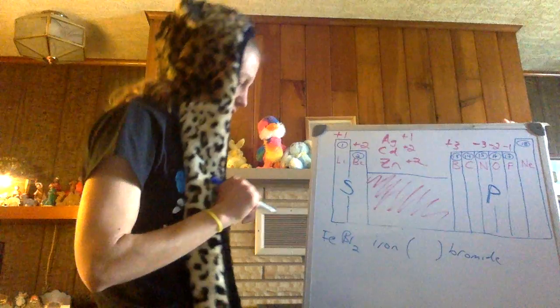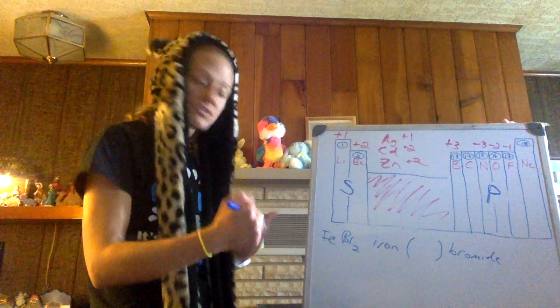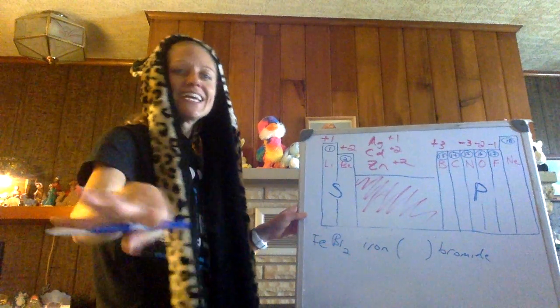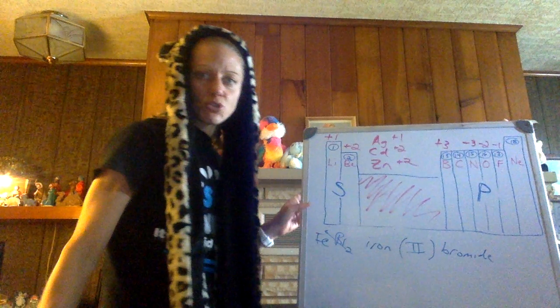What is my charge here? Well, when I look it up, I can see that iron is +2 or +3. 2 bromines, each of them's -1. If I uncross, iron 2 bromide.